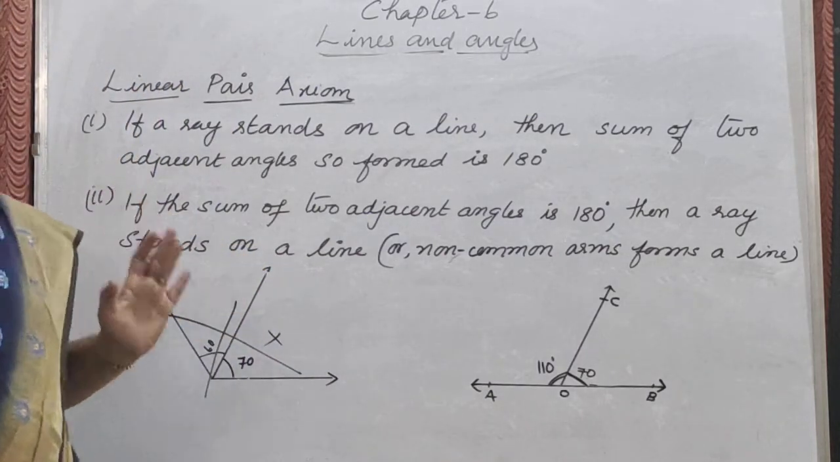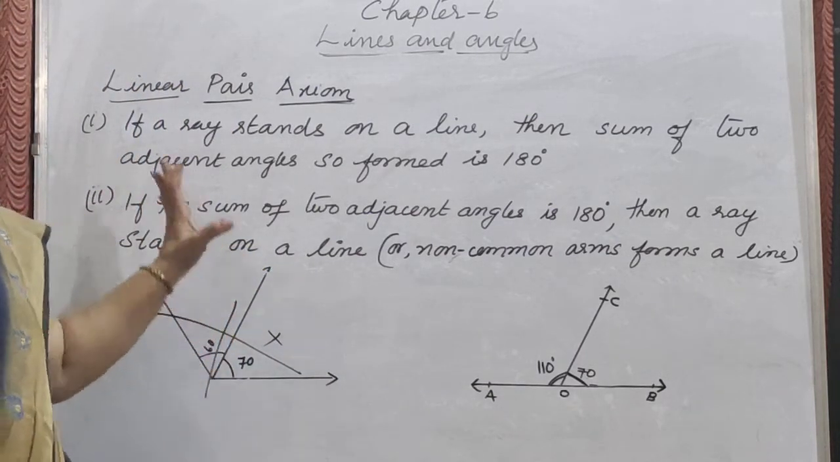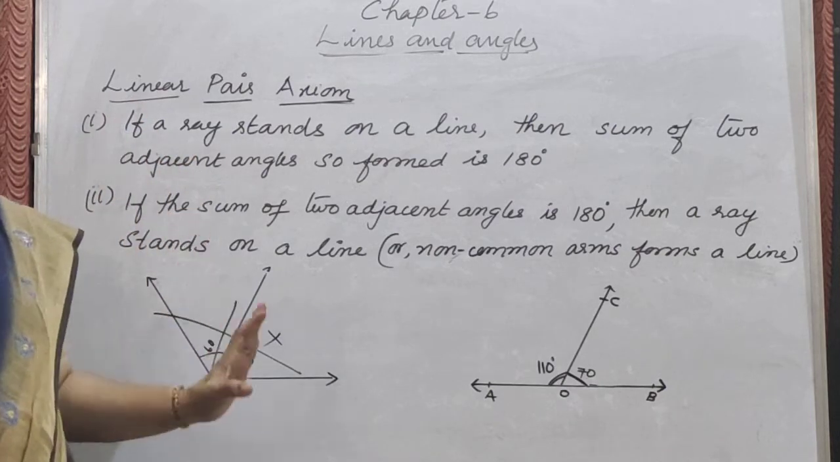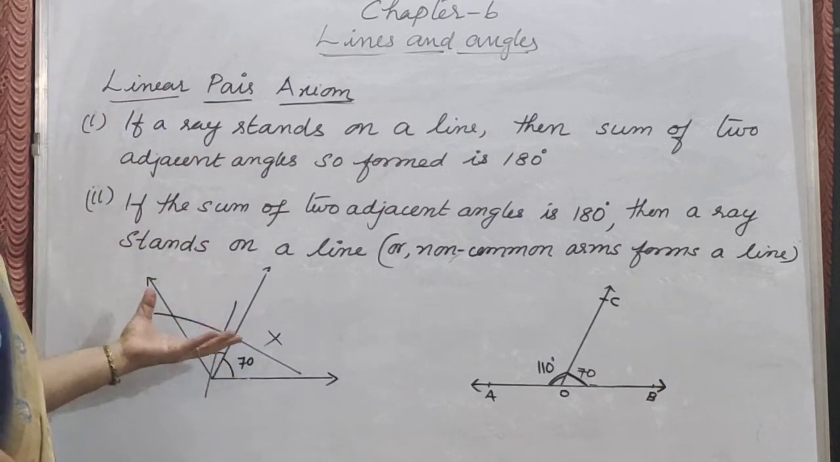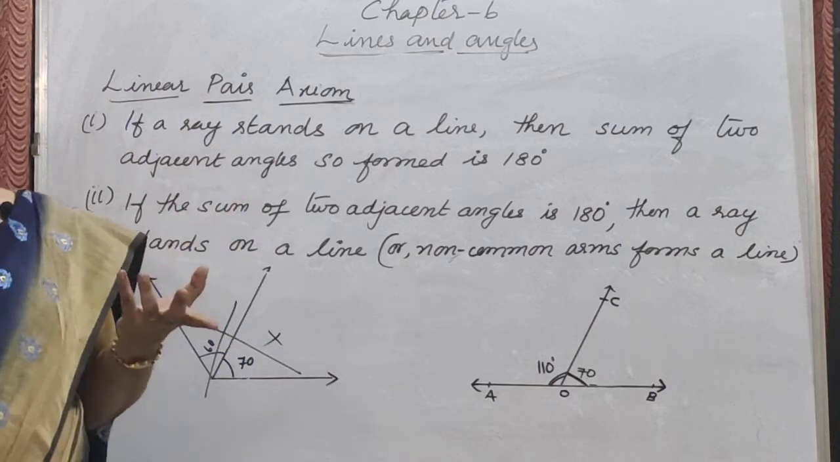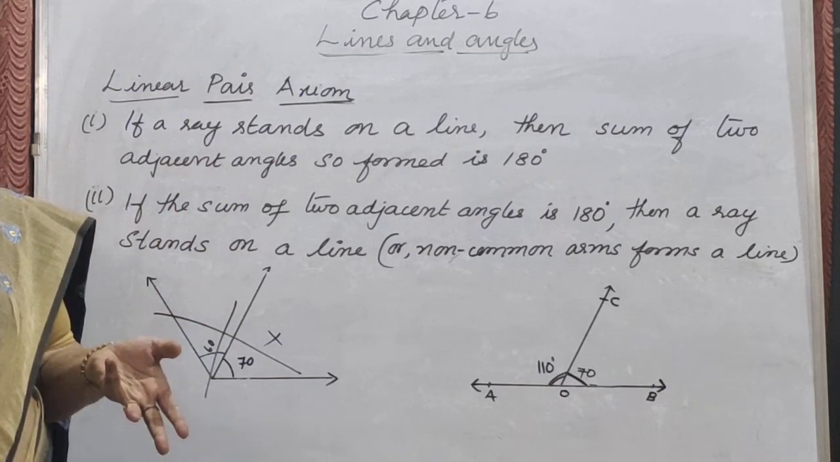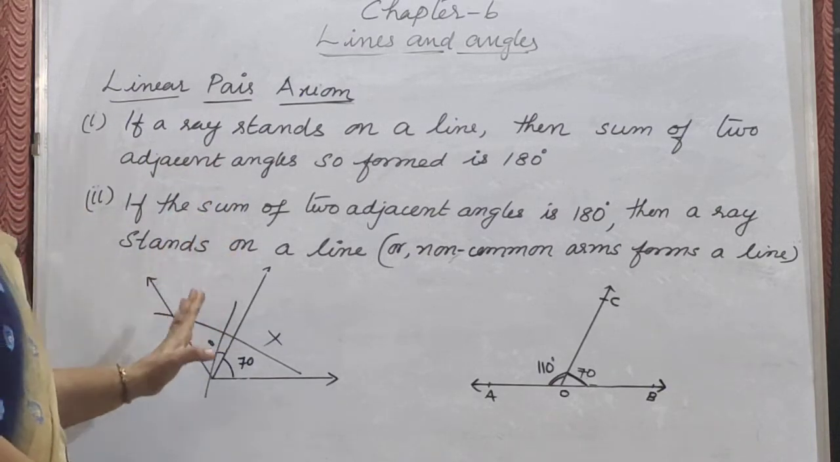So this is one of the important axioms for this chapter. Learn both statements thoroughly. When we are doing the applications, we can just write the linear pair axiom only. Stating the linear pair axiom can be asked, so the statement should be learned.